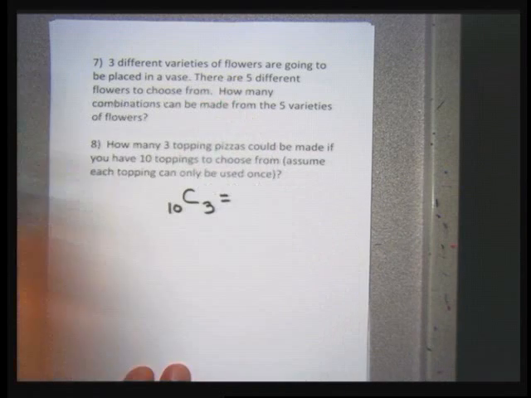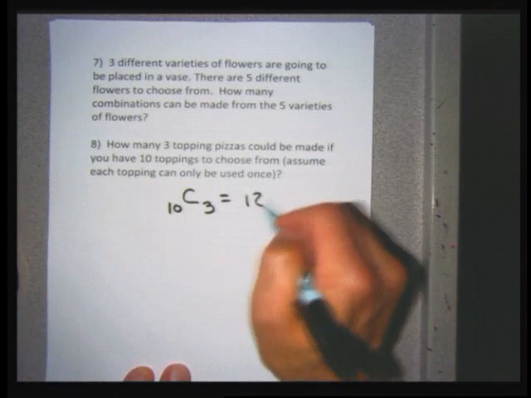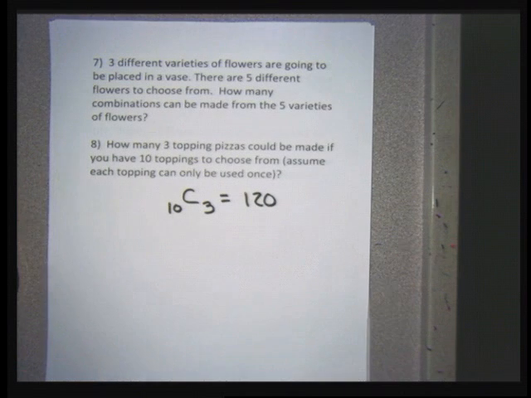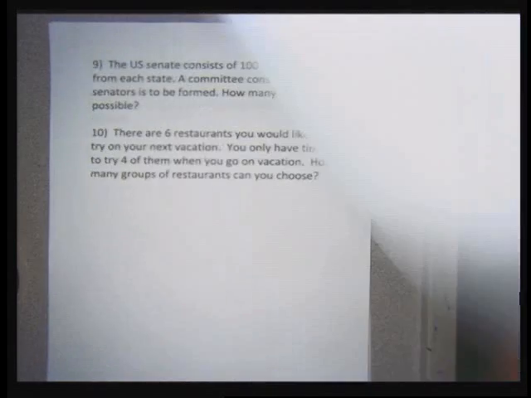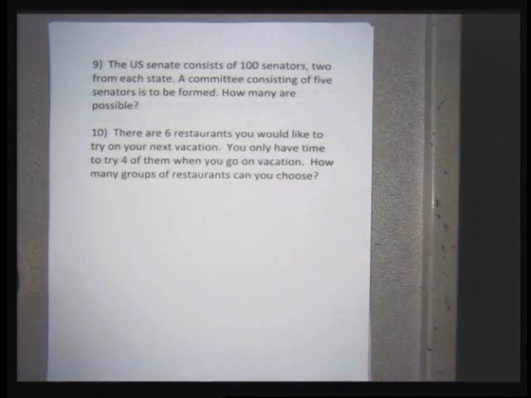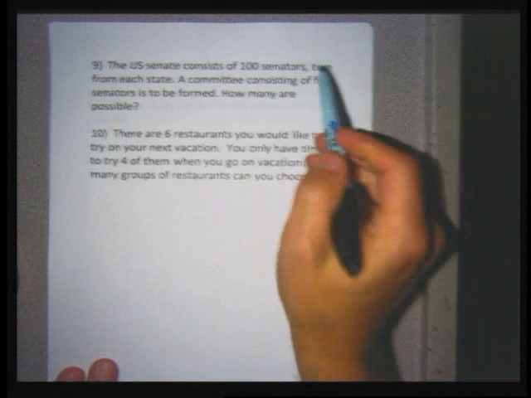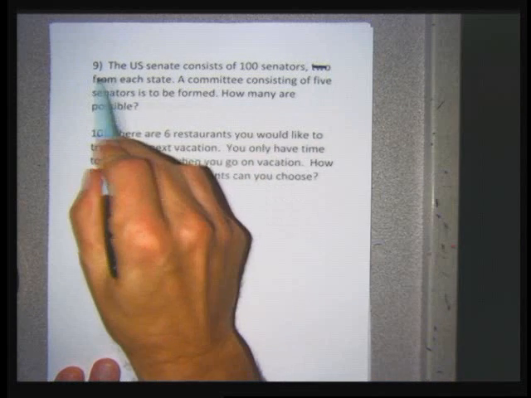Choose 3 is 1,20. So there are 120 different 3-topping pizzas without double toppings I could pick. Your answer should be 10 for number 7. In your problem number 9, the fact that there's 2 senators from each state is a distractor.